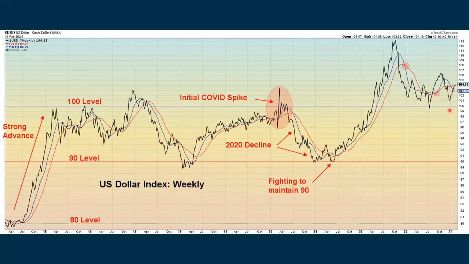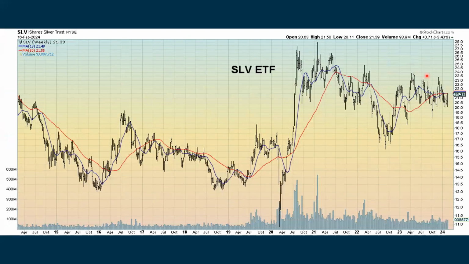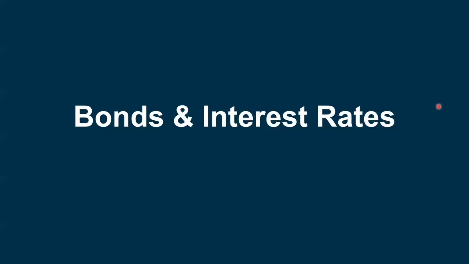The dollar has been rebounding since the beginning of 2024, even though it's still in a longer-term downtrend. Gold, just about the time everybody is sure it's going to the moon, well, it ends up retracing, even though it's still in a longer-term uptrend. We're chopping around the moving averages here with silver, but we're still below the moving averages together.